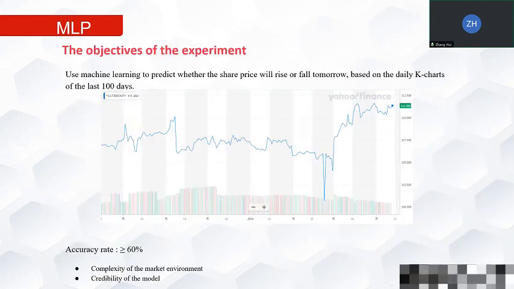Okay, next. As for MLP, we want to use machine learning to predict whether the share price will rise or fall tomorrow based on the daily K charts of the last 100 days. Taking into account the complexities of the real world and the reliability of the model, we want the model to be at least 60% accurate.